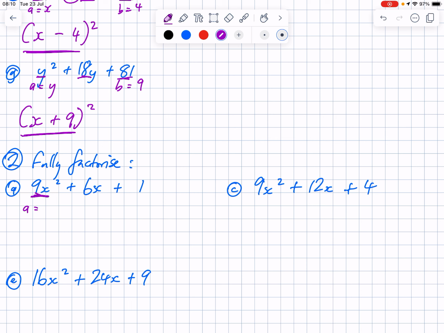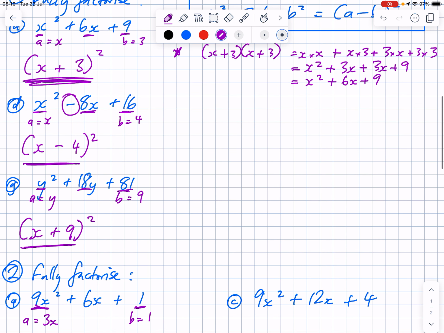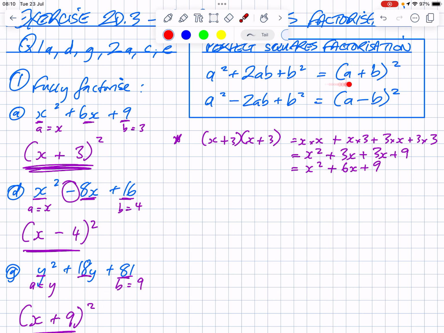What do I times by itself to get 9x squared? I times 3x by itself to get 9x squared. So my a is a little more complicated than before. It's not just one thing, it's 3x. Is 1 a square number? Yes. 1 times 1 is 1. So b is 1 here. Now let's check. There's a plus here, so I'm thinking it might be this top rule. But I need to check.